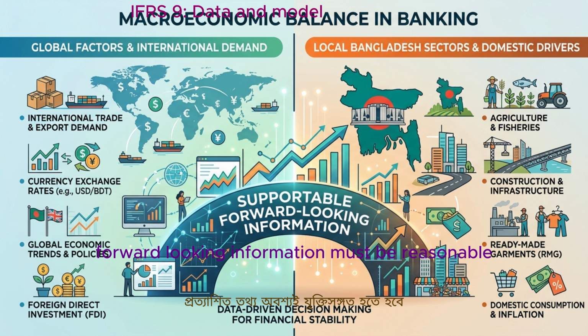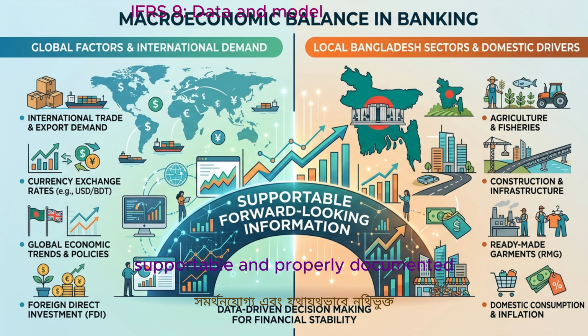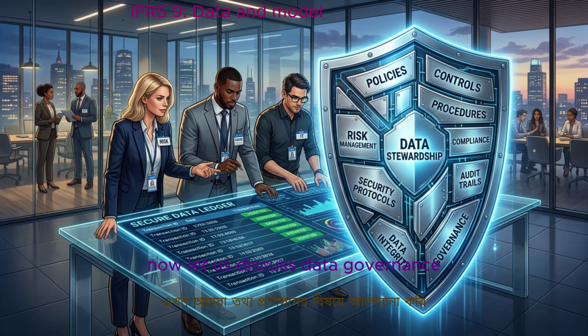Therefore, forward-looking information must be reasonable, supportable, and properly documented. Now let us discuss data governance. Data governance means the system of policies, responsibilities, controls, and procedures used to manage data. A strong data governance framework ensures that data is complete, accurate, consistent, timely, reliable, traceable, and protected from unauthorized changes.